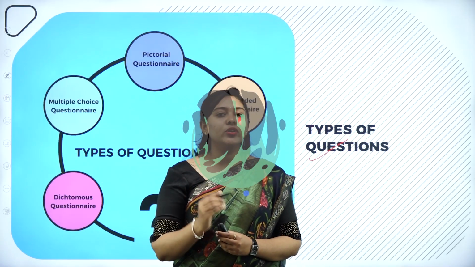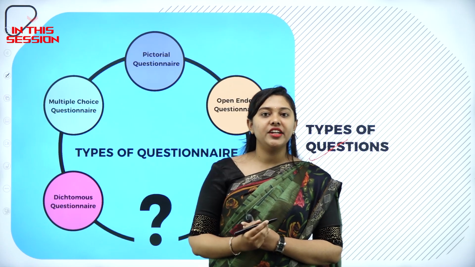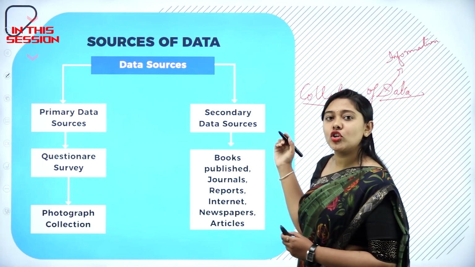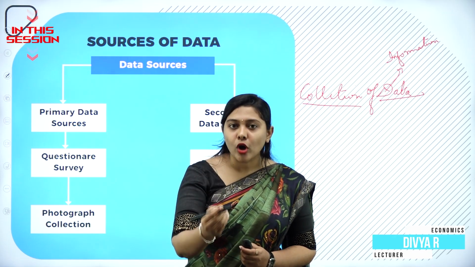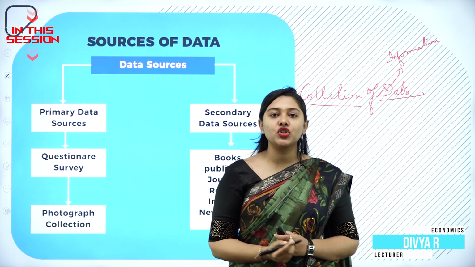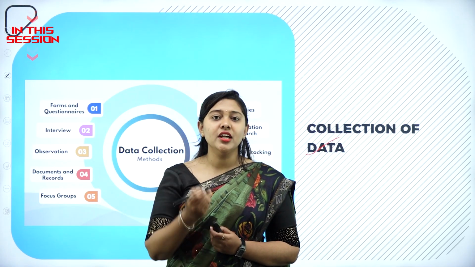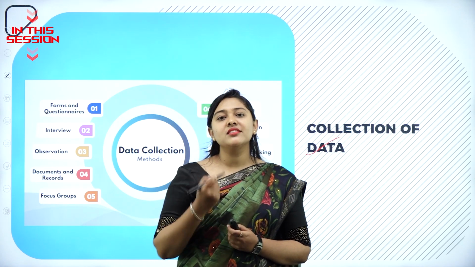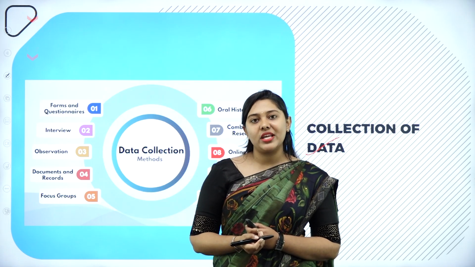Mainly we have two types of question, open-ended questionnaire and close-ended questionnaire. Collection of data simply means that it is an act or a process of gathering and measuring the information. In primary sources, we have mainly three ways of collecting primary data: telephone interview, personal interview and mailed questionnaires.